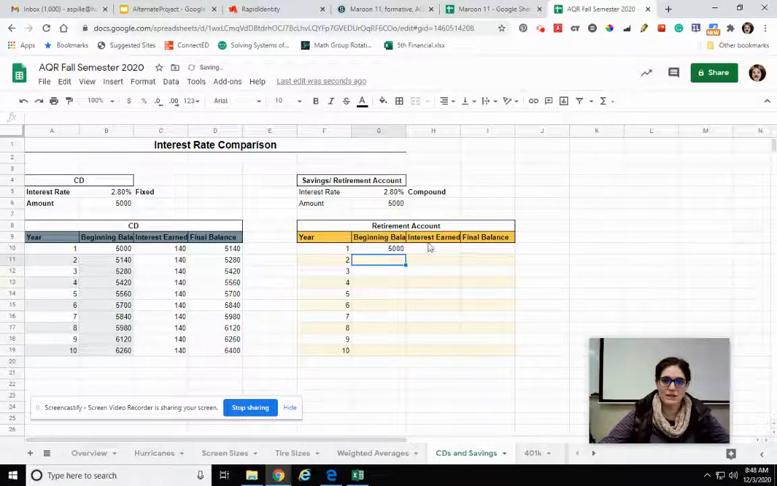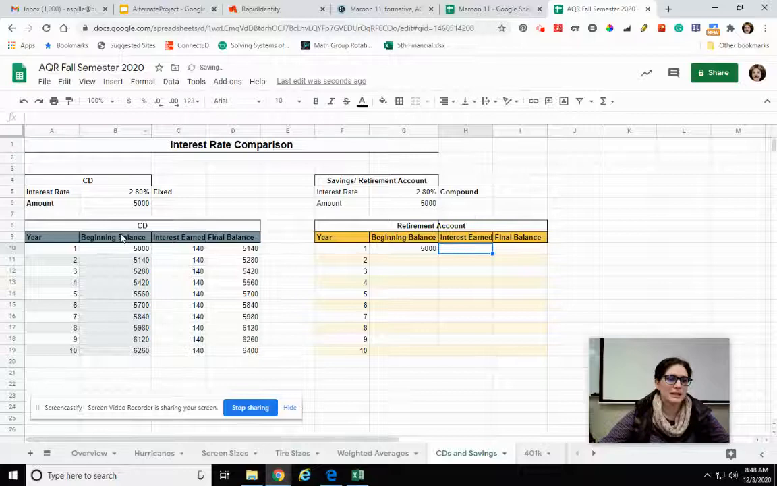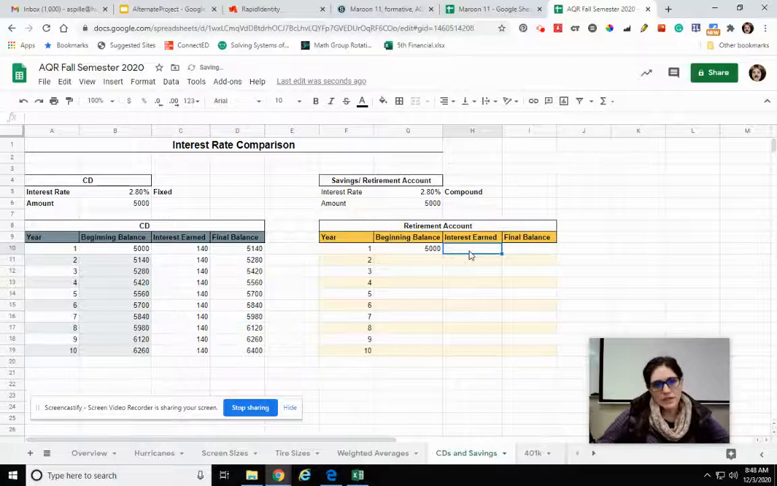So it's 5,000. My interest earned, and notice this balance kind of cuts off. If I want to, I can adjust this so I can see that. Same over here. I could come up here. I could drag that wider. That way I could see my titles. It's one of those things that makes it look professional. Okay. My interest earned.